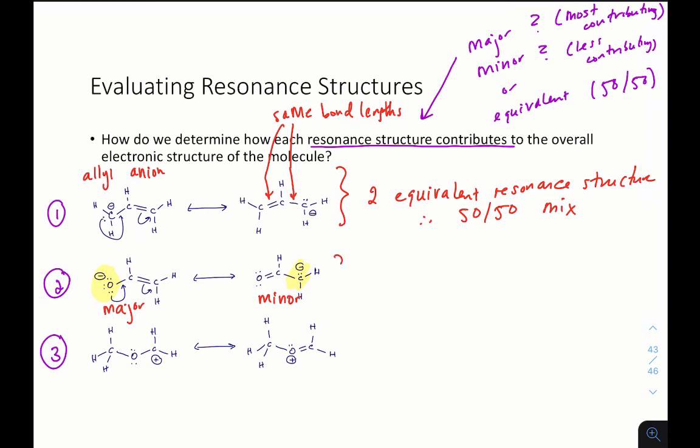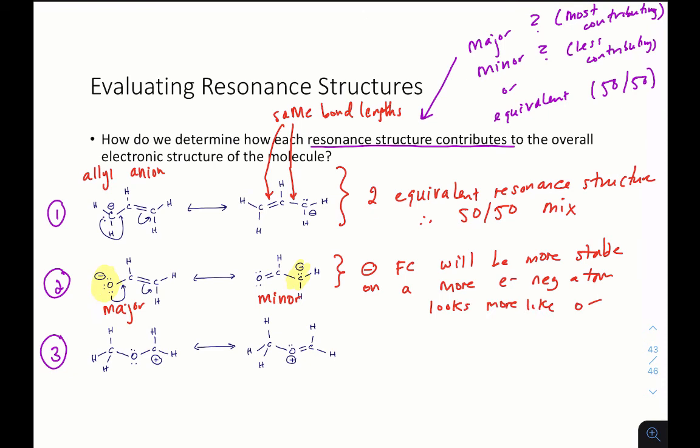And that's because the negative formal charge will be more stable on a more electronegative atom. So that molecule will look more like the major resonance structure. But it still is a composite, it just looks more like the major resonance structure.